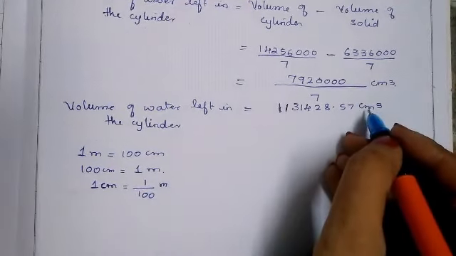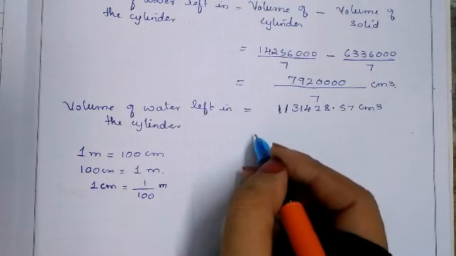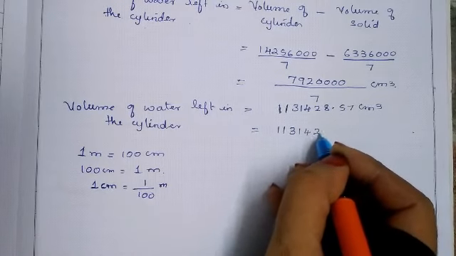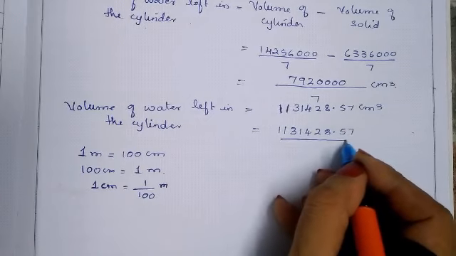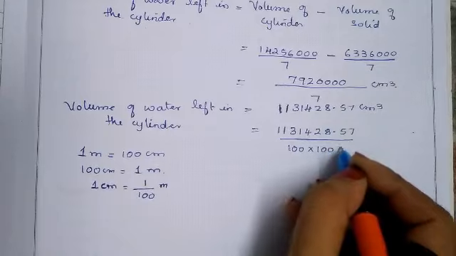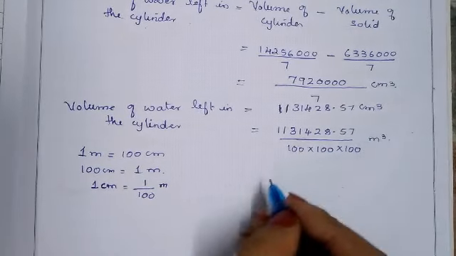Here centimeter cube, we can see here it is centimeter cube. So what we have to do is 1131428.57 we got as answer upon centimeter cube. 100 into 100 into 100 we have to bring, then only it becomes meter cube.